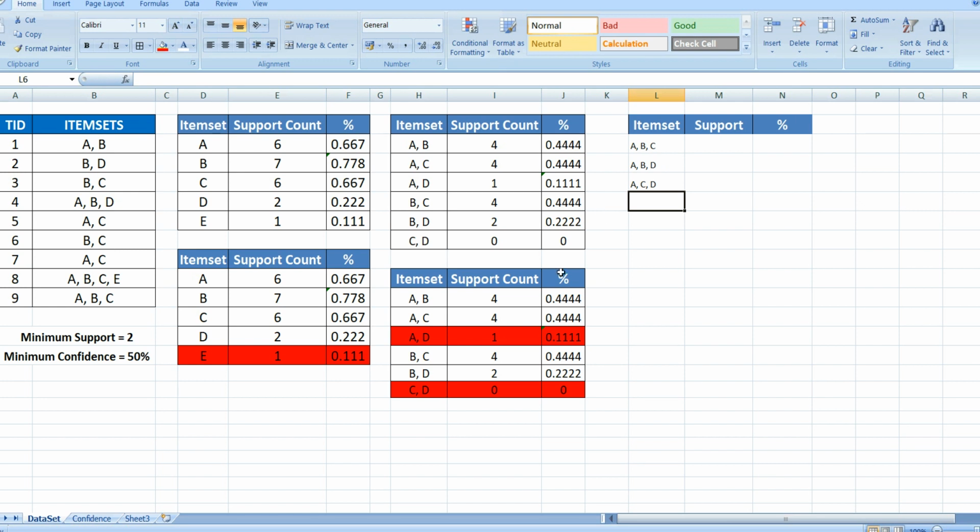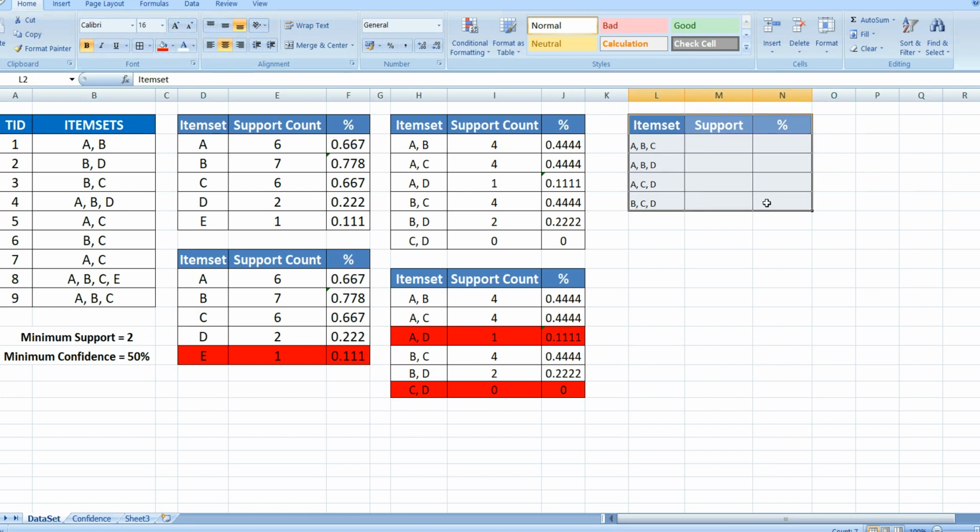Could there be another option that we have to, let's try a B, C. B, C, and B and a D we include. Now, these are the three item sets that we have managed to create.